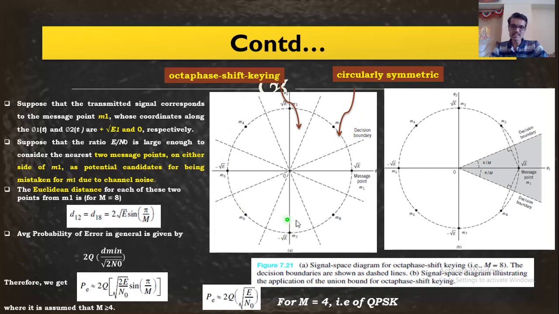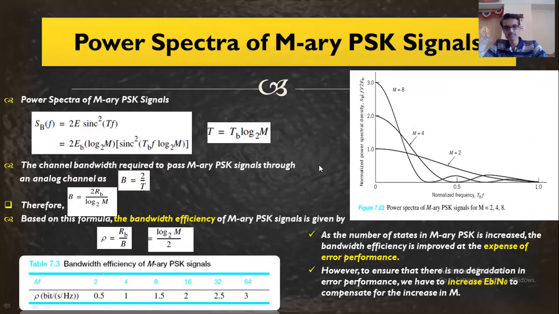The signal space diagram we have got here is circularly symmetric. It is circular in shape and circularly symmetric. The distance between these message points is the same. Okay, this is about the signal space diagram, or signal constellation diagram.